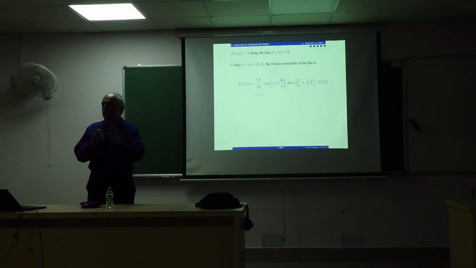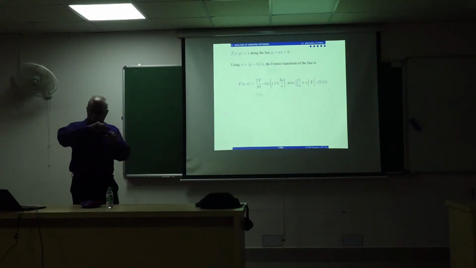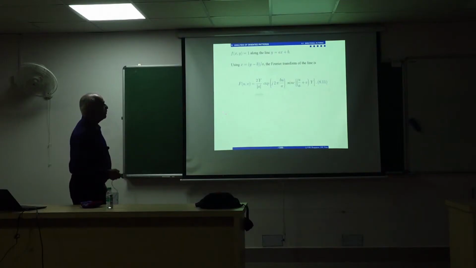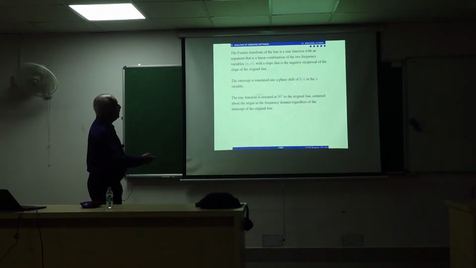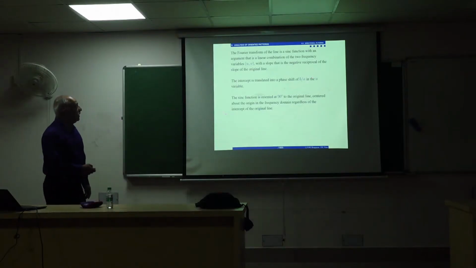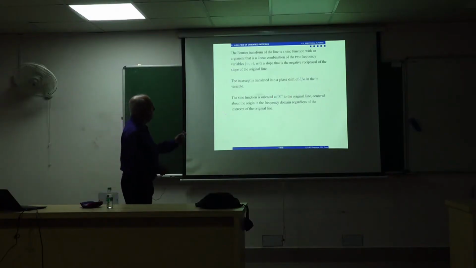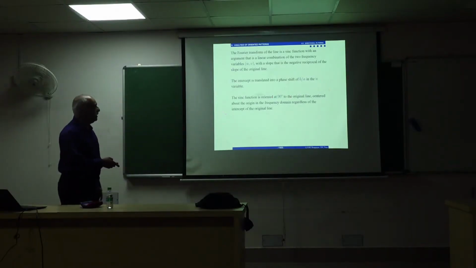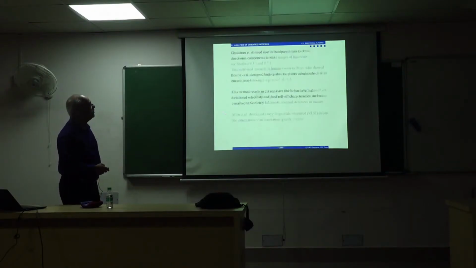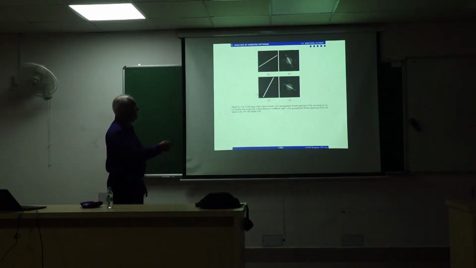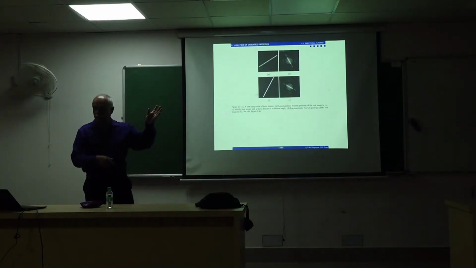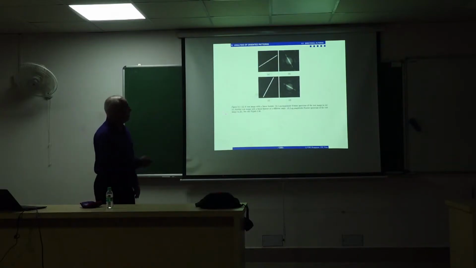So it is not symmetric anymore because a line is oblong, not a square. It's a very thin rectangle. The intercept is translated to a phase shift b over a in the u variable. The sinc function is oriented at 90 degrees to the original line, centered about the origin, regardless of the intercept of the original line. Like this. Doesn't matter where the line is placed. If I push this there, you get the same thing. If I displace the line, you get the same thing in magnitude. The phase factor is not displayed. If I rotate the line, this also rotates.